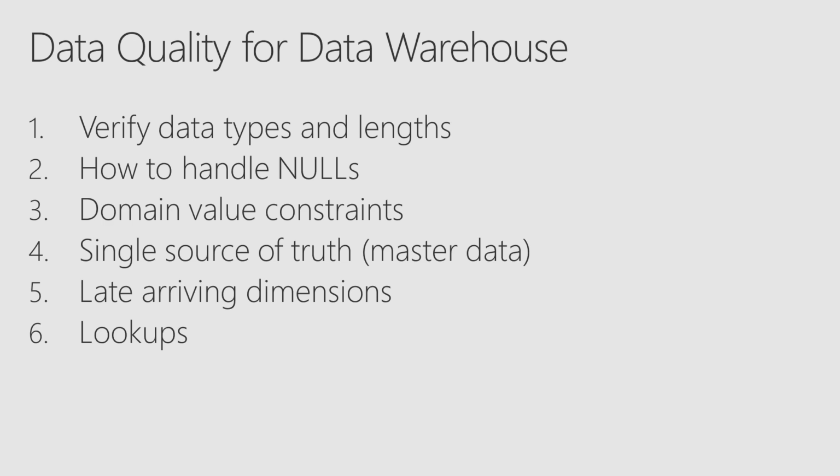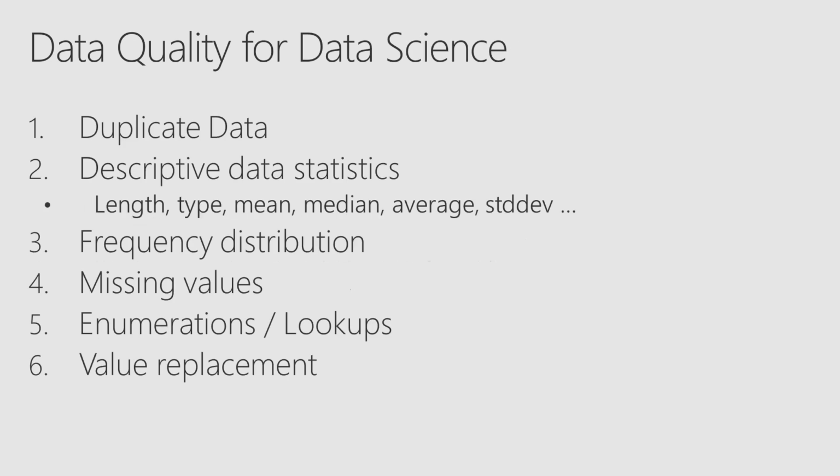I already mentioned late arriving. I called it early arriving facts, late arriving dimensions, same concept. And number 6 is lookups. Lookups are very important, because a lot of times when you're loading data into a fact table, you may not always want to just put the foreign keys or the surrogate keys in there. You may want to do a lookup against a dimension table and replace the fact table with some values. So lookups are very important. These are all built into data flows within Data Factory.